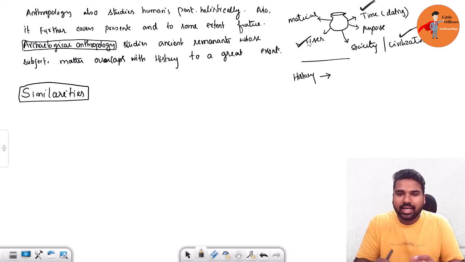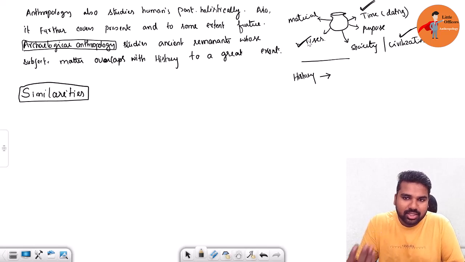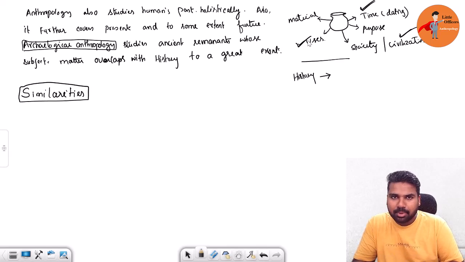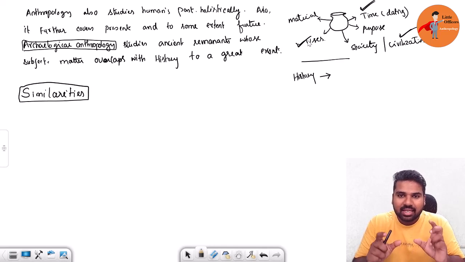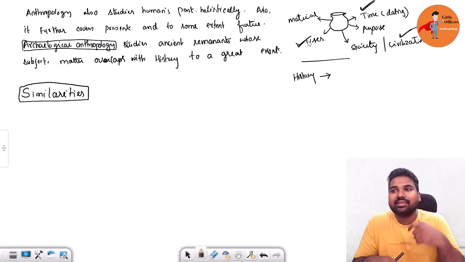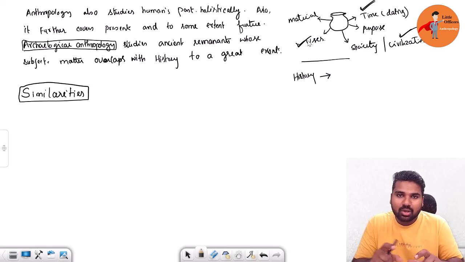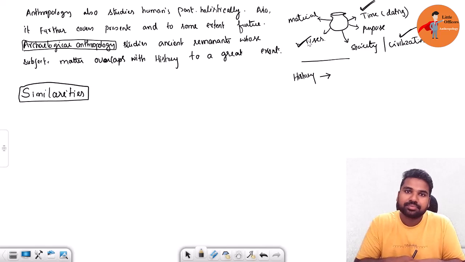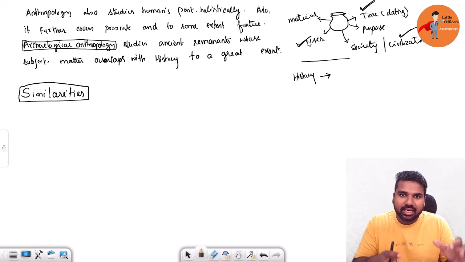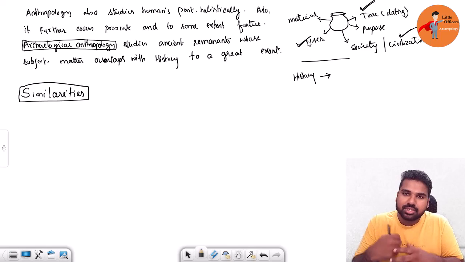History is not interested in the nature of the material, what the properties of the material are, what its purpose is, whether the same material is found anywhere else in the world, and what its time period is. This cross comparison, history is not going to be interested in. History is specific to a region, that particular region's history and reconstruction of the history.